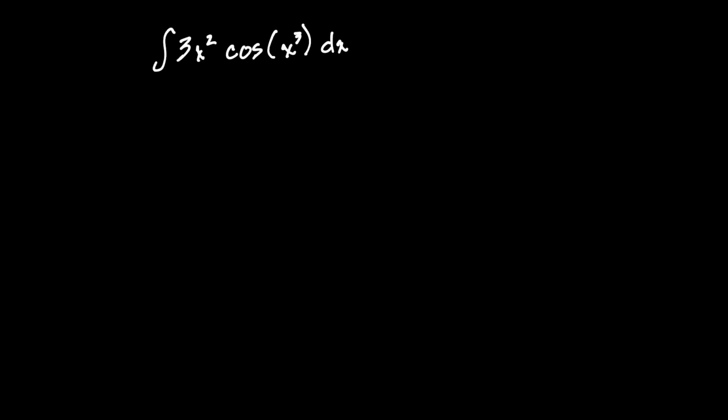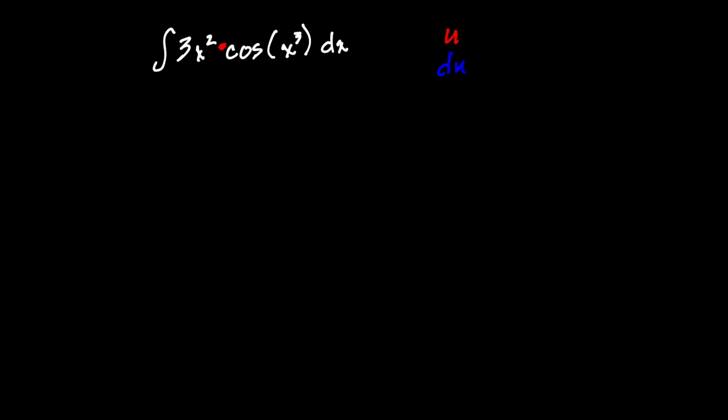So here's another one. It's got a cosine with it: the antiderivative of 3x squared times cosine of x cubed dx. So typically speaking, whenever you see a multiplication, most of the time you will be looking at doing substitution. But what we have to do is decide what we are going to substitute. We need a u and a du.